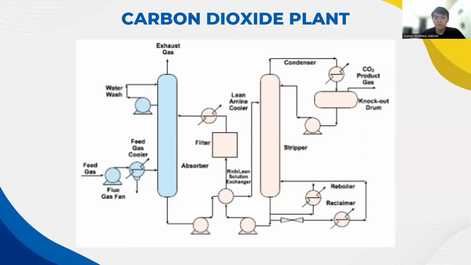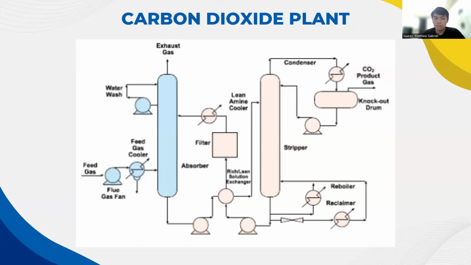So this is the flow diagram process of a carbon dioxide plant. There are various methods being developed to separate carbon dioxide from flue gases, with absorption processes utilizing aqueous solutions of chemical absorbents being the most prominent technology. The typical flow sheet for carbon dioxide recovery using chemical absorbents involves several distinct steps.